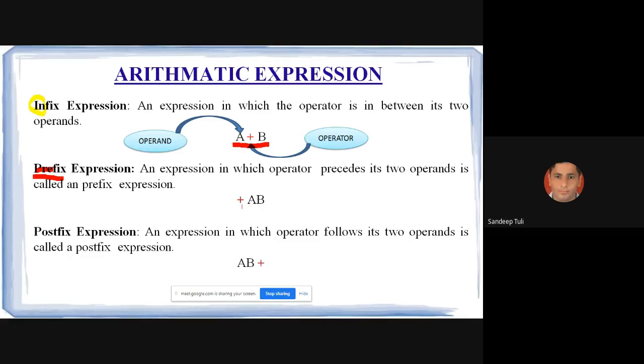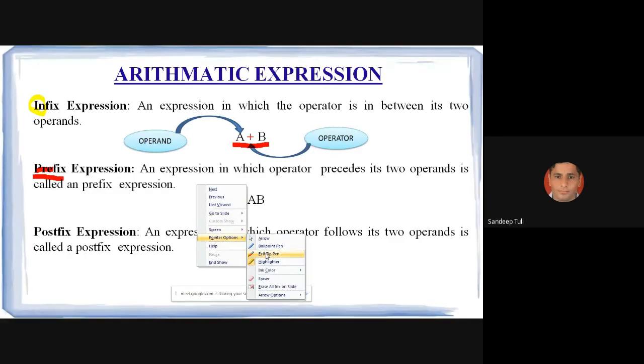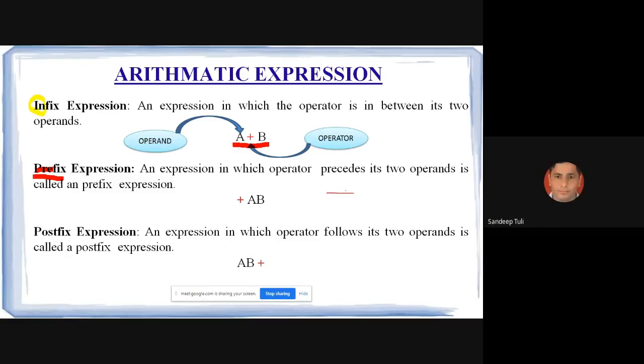Now, you must have seen that we have used infix and prefix operators. Yes or no? Yes sir, you have used increment. What does plus a mean? Plus a means it is a positive value. Minus a means it is a negative value. Plus plus a is pre-increment, and then there is post-increment. Similarly, pre-decrement and post-decrement.